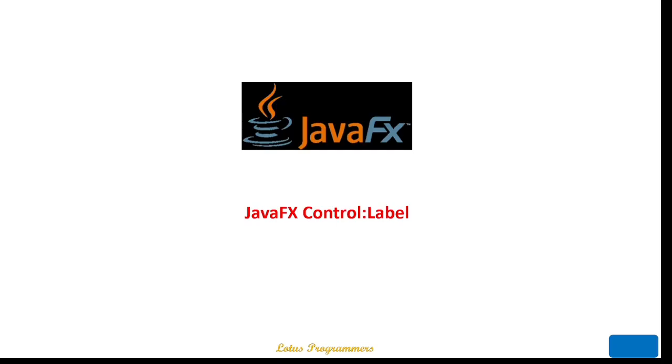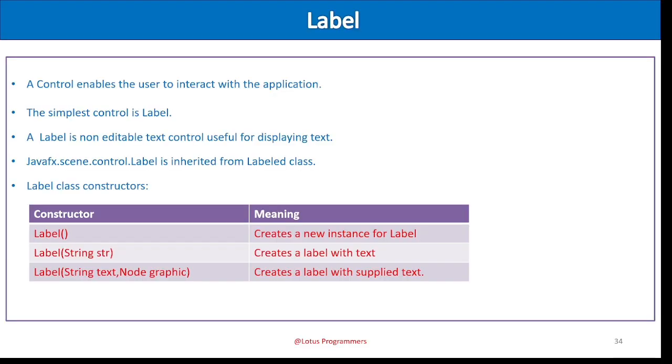In this video we would like to understand the first important control of JavaFX programming, that is Label. Label is a passive user interface control which is used by the user to interact with the JavaFX application. Label is a simple user interface control. A label contains non-editable text that is used for displaying text for some other control's identification.